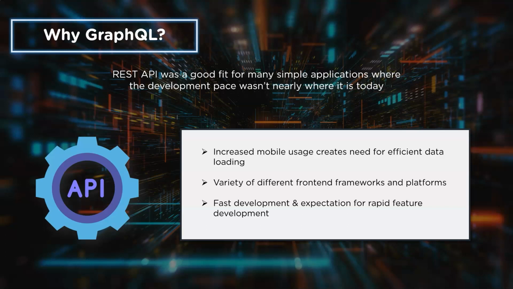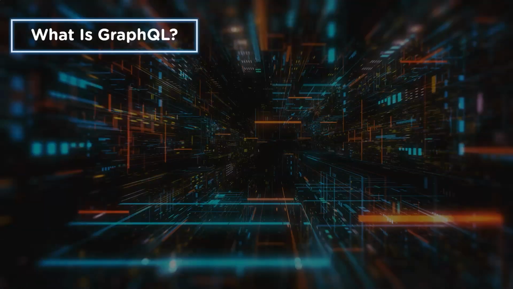So GraphQL was introduced by Facebook in 2012 because the team needed a data fetching API that was powerful enough to describe all of Facebook and also simple enough to learn and use by developers. So this was why GraphQL was introduced. Now that you know why it was introduced, let's see what exactly is GraphQL.